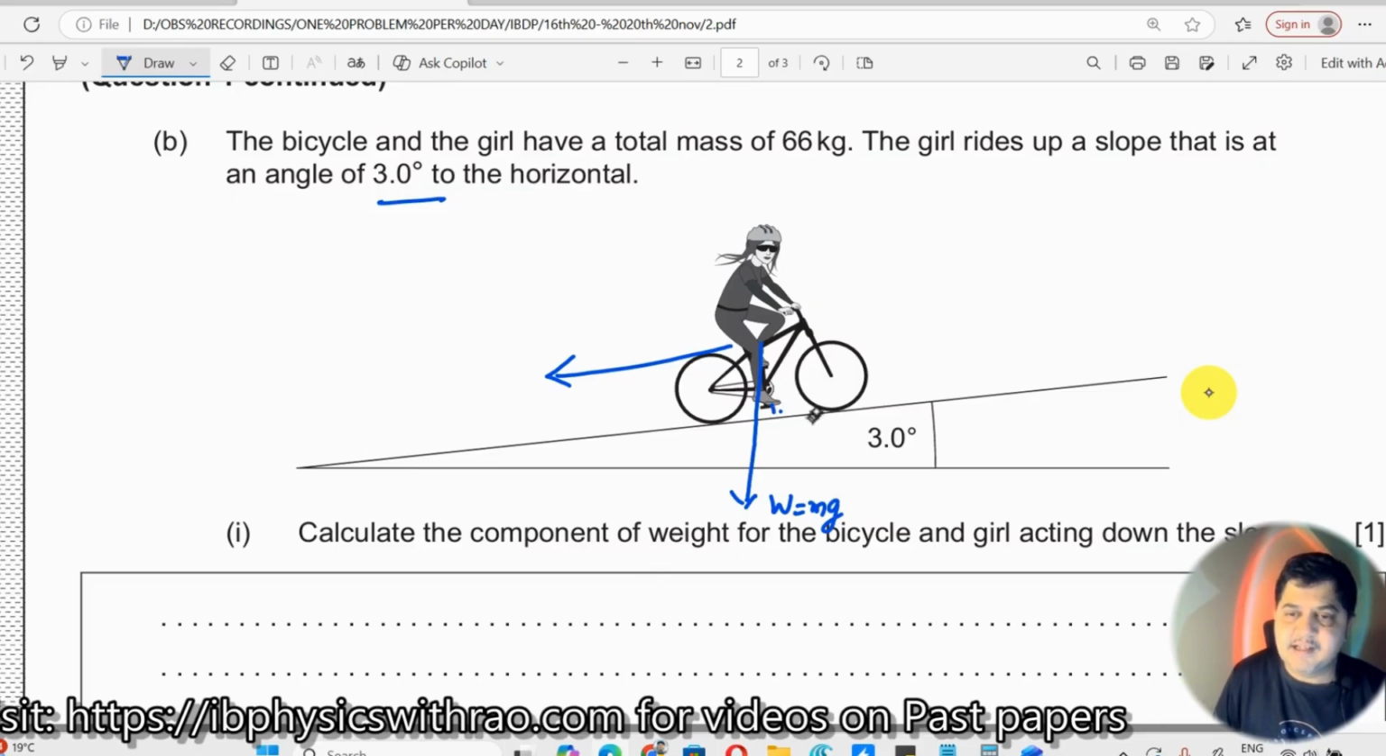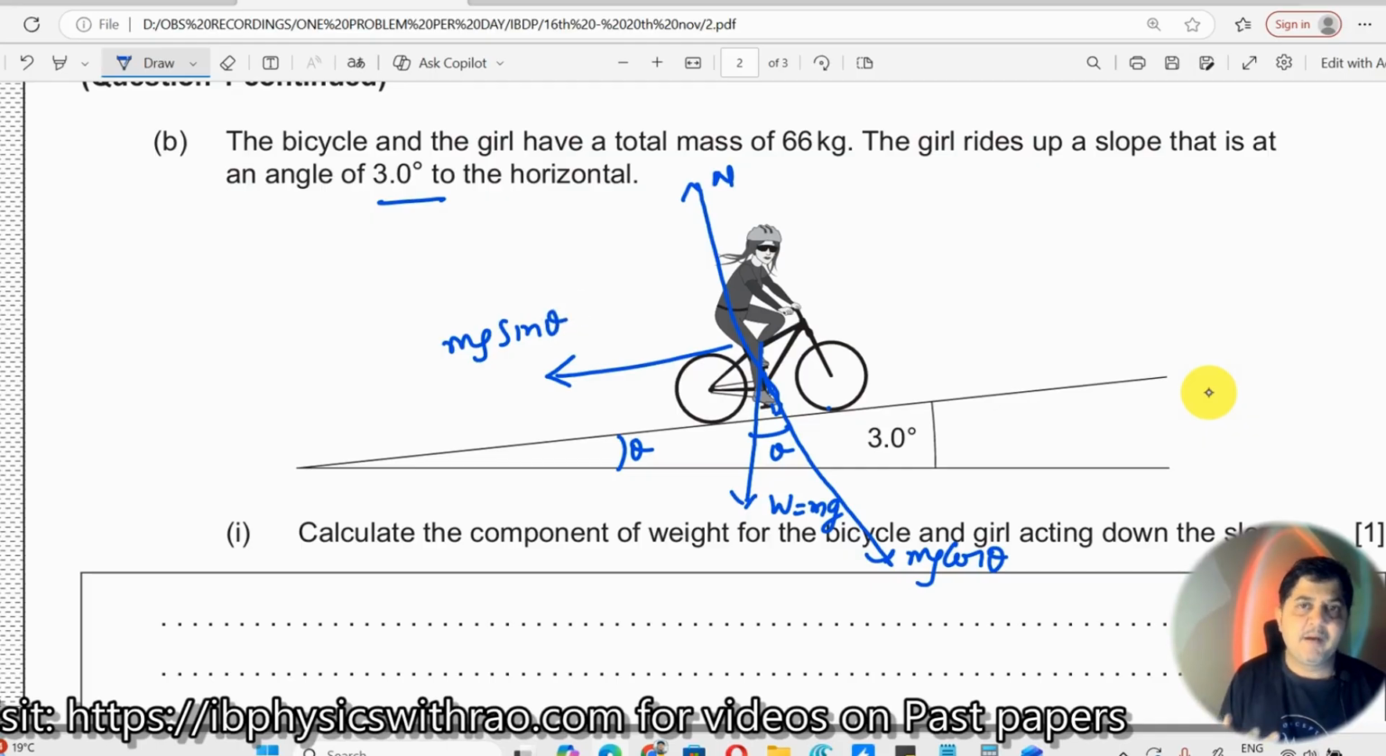How does the normal force act? The normal force acts here. The component of W along this direction would be mg cos theta, if this angle is theta, and along this direction it should be mg sin theta. It's a straightforward problem. We have already done so many problems in mechanics. I think this would be easier for you.